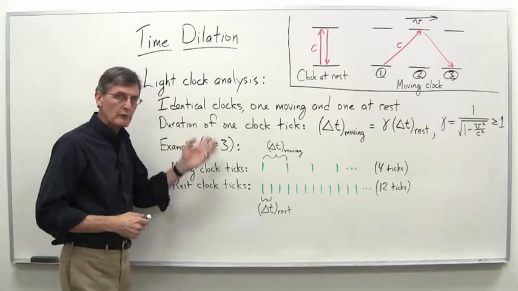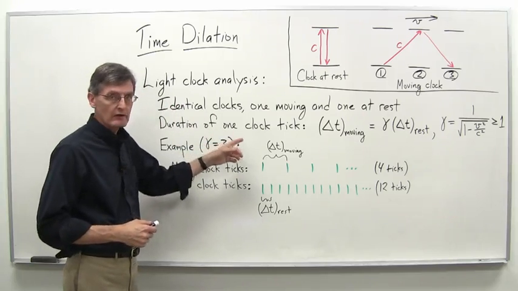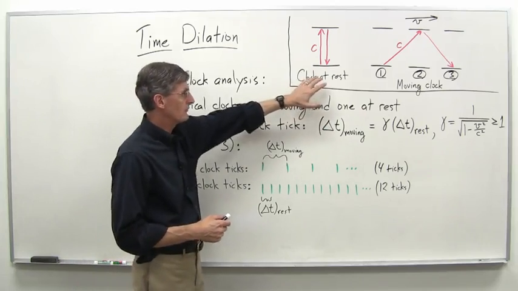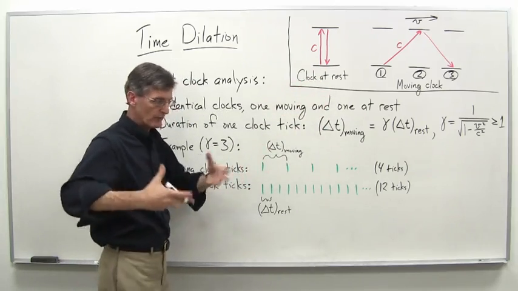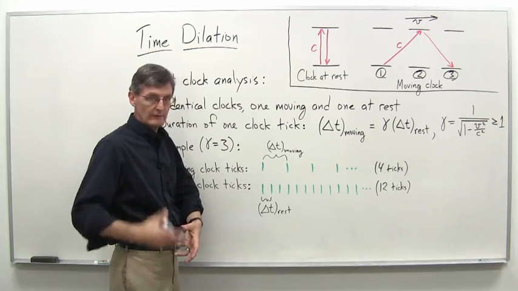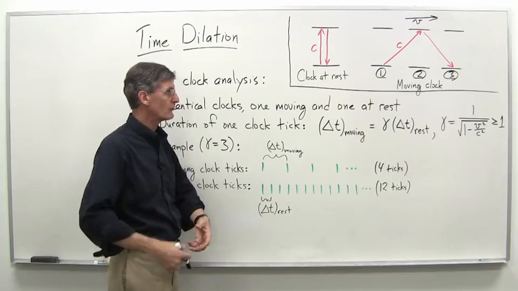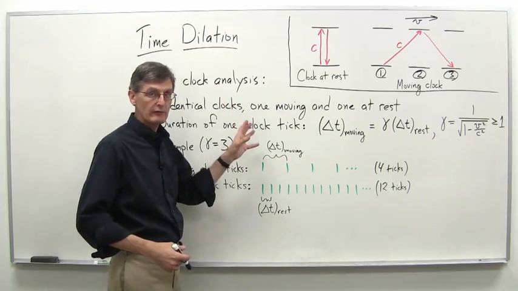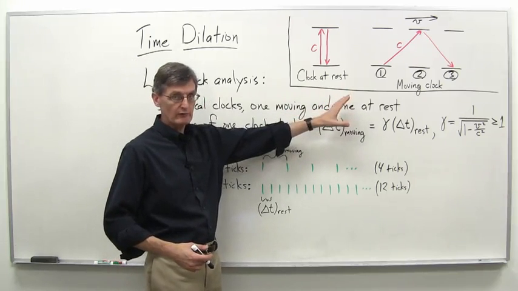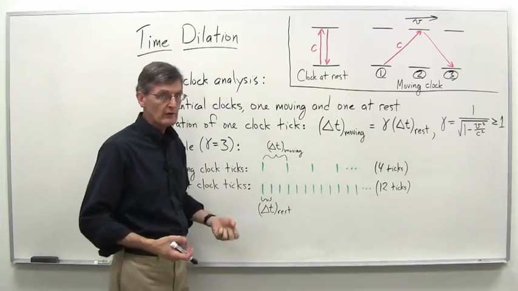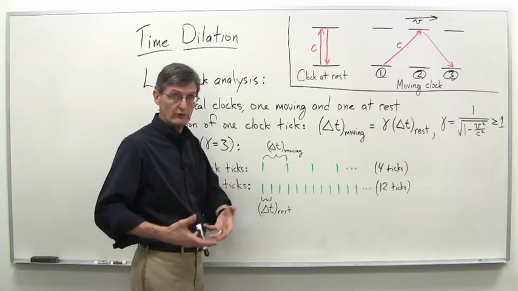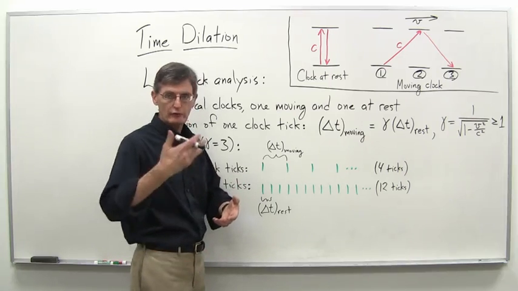So remember what we were doing here. We had identical clocks, one moving and one at rest. So here's the clock at rest. Perhaps we're Bob, right? So we're Bob sitting here. We've got our light clock, ticking away with the light beams going up and down. And then we have Alice with an identical clock who is moving with some velocity v with respect to us. Remember, she's in her frame of reference, and so as far as she's concerned, her light clock is just bouncing up and down normally.